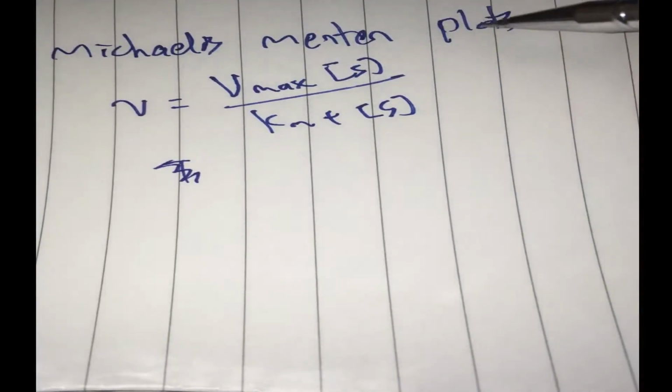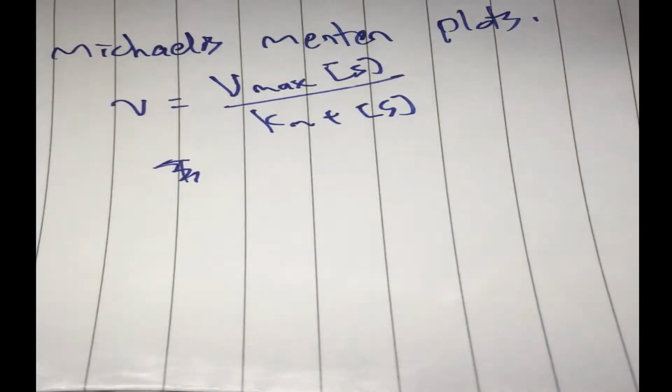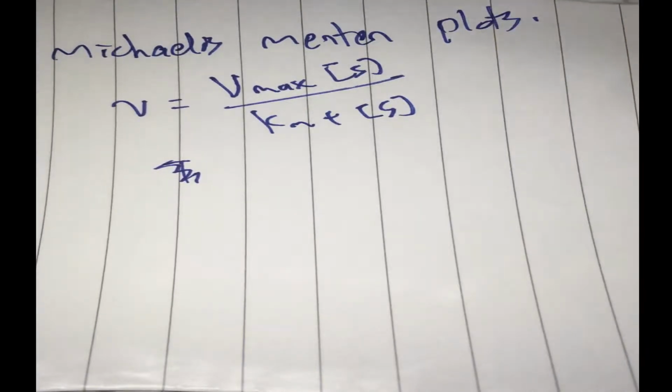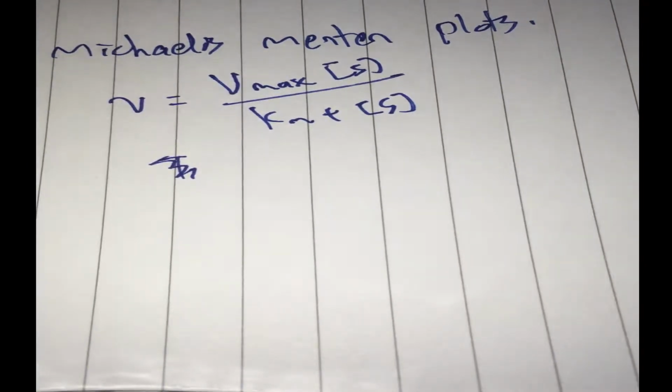I just want to continue the derivation of two more Michaelis-Menten plots. Last video we've probably seen already two of their plots: one of them is the double reciprocal plot, and I believe the other one was plotting V by S against S. And we also figured out what actually didn't work.